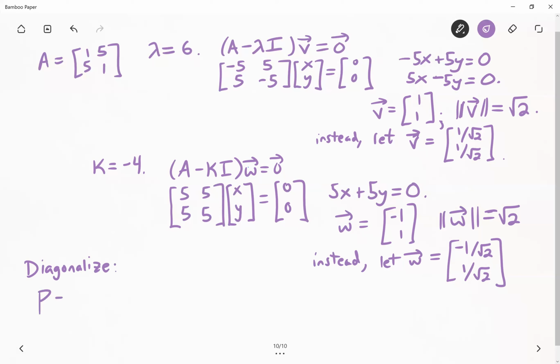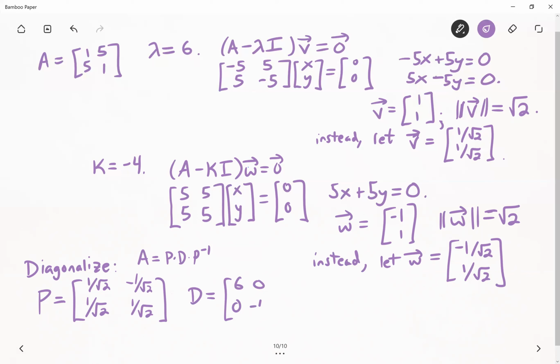Right, P is going to be the matrix of eigenvectors. And so I'll have 1 over rad 2, 1 over rad 2 for the first column, negative 1 over rad 2, 1 over rad 2 for the second column. I remember writing A as P times D times P inverse. So next, D is the diagonal matrix with eigenvalues. The eigenvalues we found were 6 and negative 4. Right, so we found eigenvectors and eigenvalues. We've diagonalized it. Now, here's the fun part.